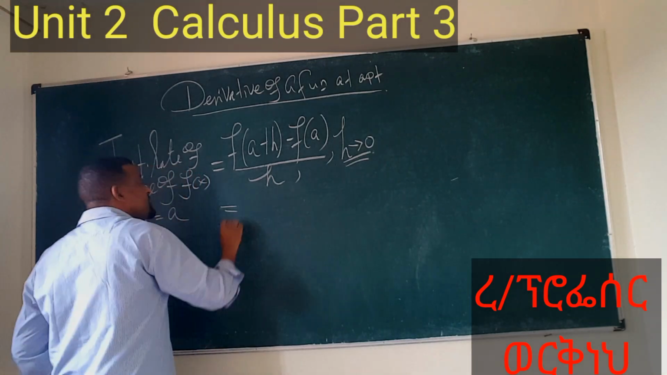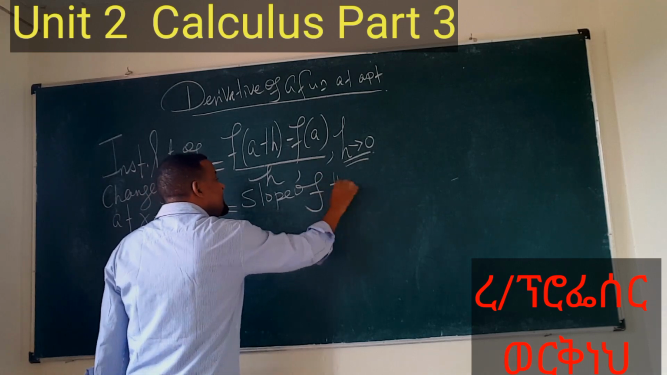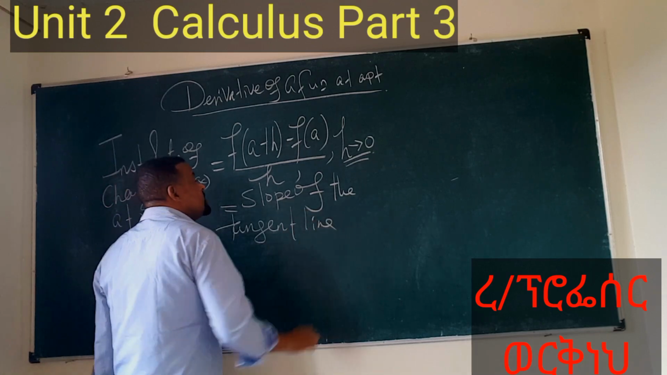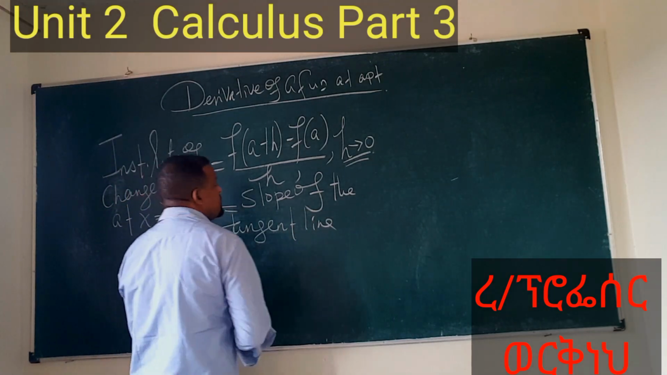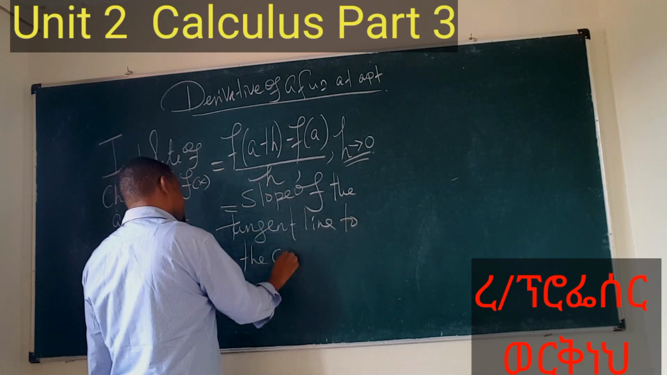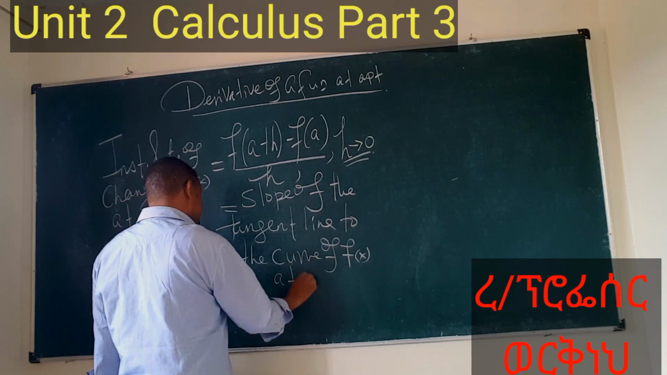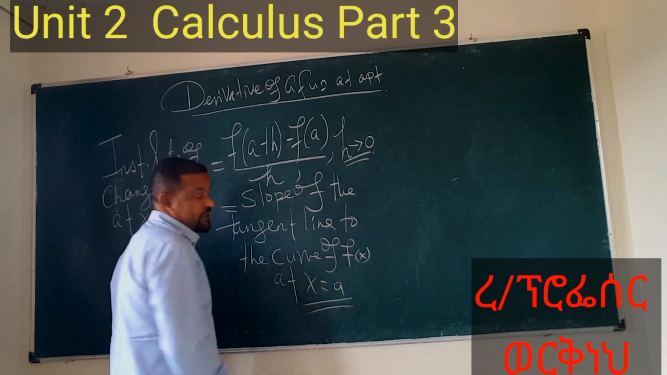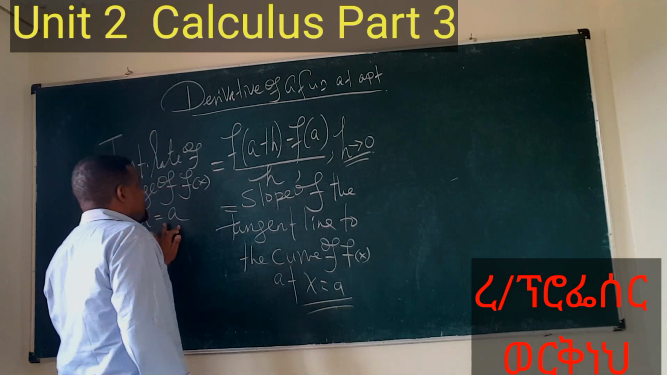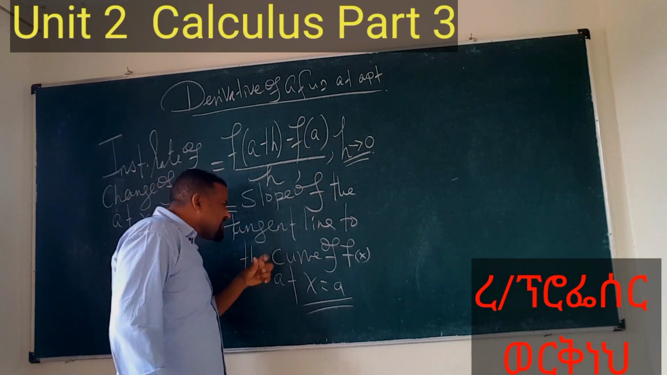Geometrically, this is the slope of the tangent line to the graph of f of x at the point x equal to a. So this is the instantaneous rate of change of f of x at x equal to a, which is f of a plus h minus f of a over h as h approaches 0, which is the slope of the tangent line.